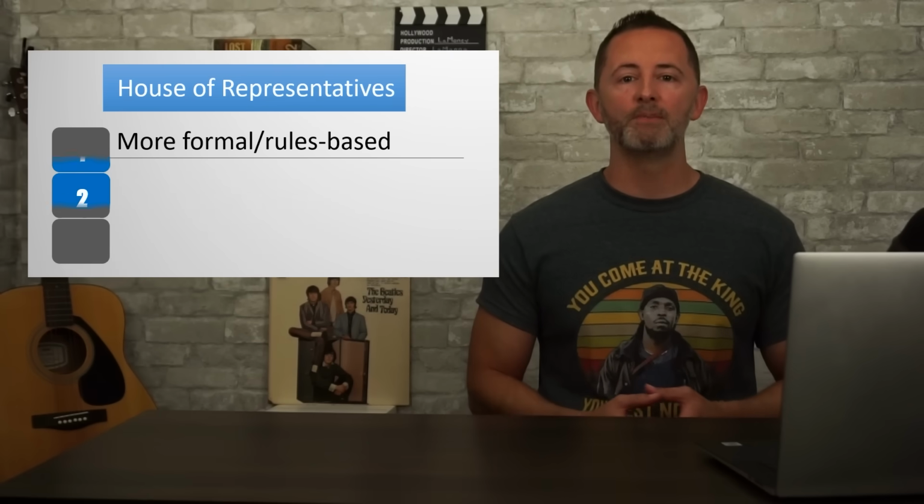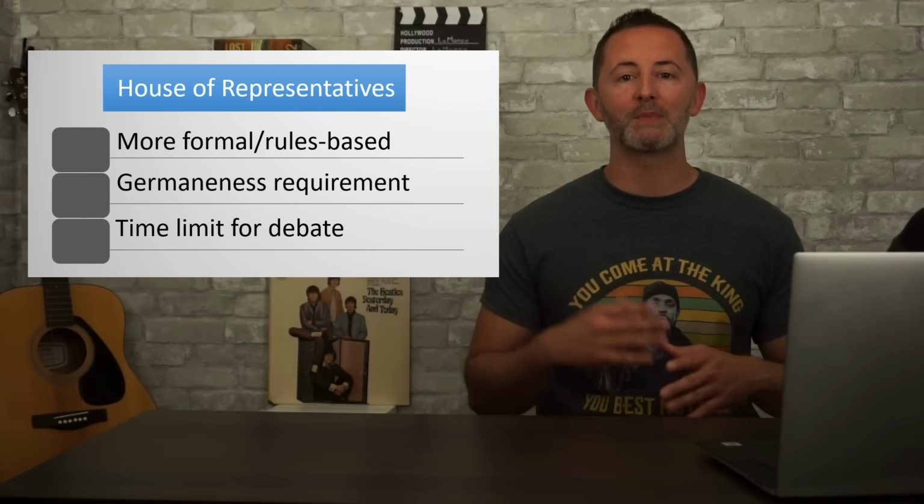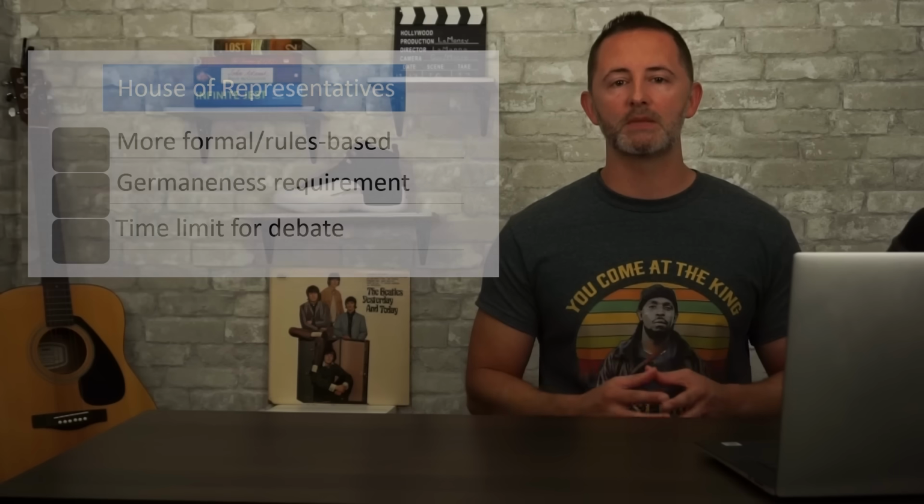But the House and Senate differ significantly in how they're structured. Since the House is so large, it's more formal, with a lot more rules. For example, there's a germaneness requirement, which means that all speeches on the floor must be on topic to the bill at hand, and there's a time limit for how long members can speak.